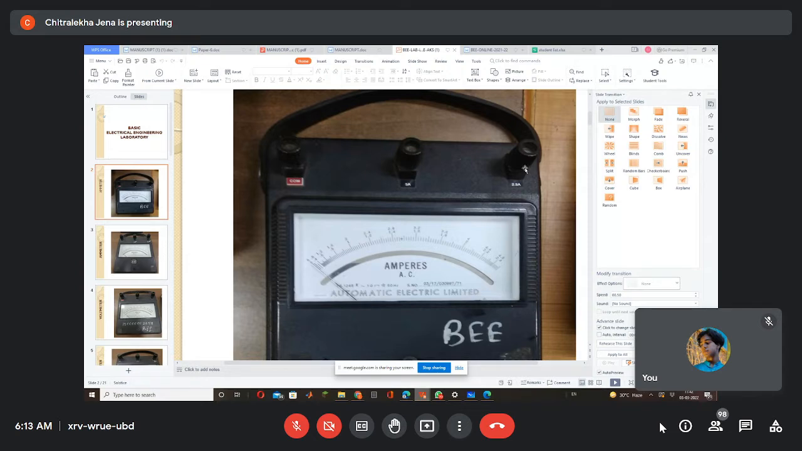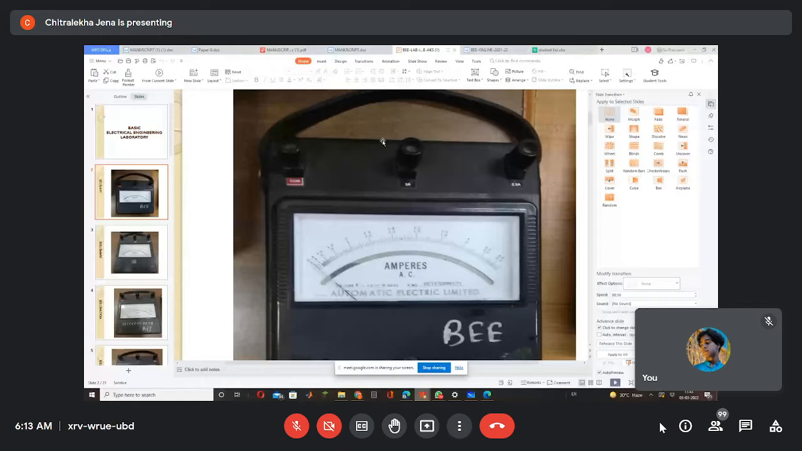Yes, ma'am. Ma'am, that 2.5 ampere, 5 ampere, and ma'am, what is written in red? Red is common. It is a common point. That means you need 2 points. One is where current is coming in, another is where current is going out. Suppose you have connected an ammeter in a circuit, it will measure the current in the circuit.